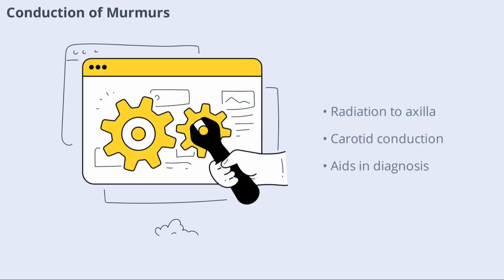Some murmurs radiate to other areas of the chest or back. For example, mitral regurgitation murmurs often radiate to the axilla, while aortic stenosis murmurs may be heard in the carotids. The direction of radiation can provide valuable diagnostic information and help distinguish between different types of murmurs.